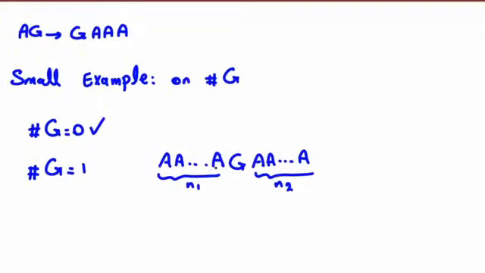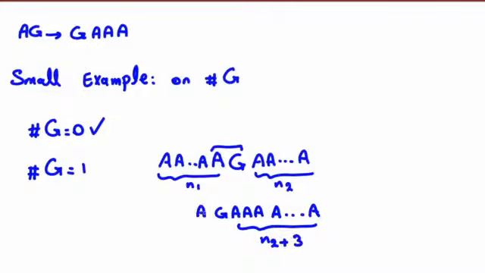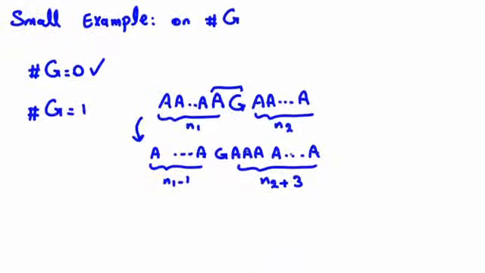So in each step, if I apply this, I change, for example, this AG to G, three A's. And so how many A's are there here? It will be N2 plus 3. And how many A's are left here? N1 minus 1. So with each step, the number of A's before G will be decreased by 1. So how many times can we apply this operation? Can you tell me at most? Pause the video and find it by yourself in terms of Ni's.